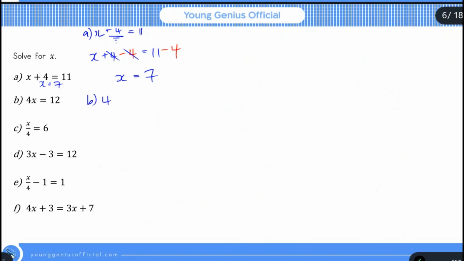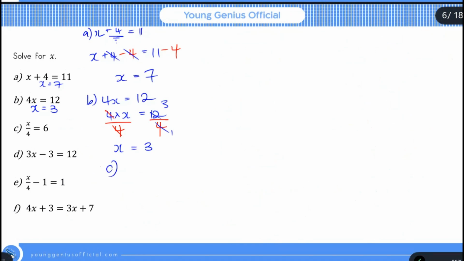For B, 4x is equal to 12. 4x can be written as 4 multiplied by x is equal to 12. Seeing that we're multiplying, the opposite operation would be to divide by 4. So if we divide by 4 on both sides, we would get x being equal to 4 into 12, which is 3 times. So x is equal to 3.